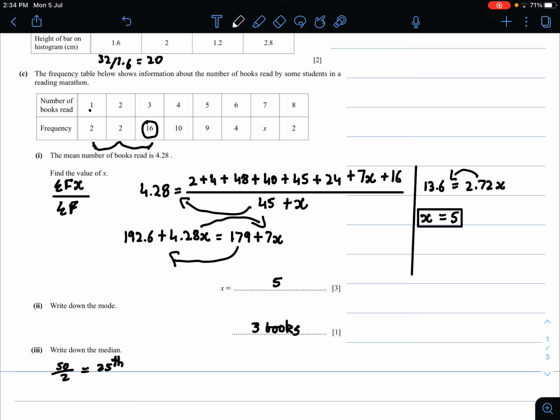So 2 plus 2 would be 4, 4 plus 16 would be 20, and 20 plus 10 would be 30. Now 30 is more than 25, therefore we know that the median lies in that particular x value, and therefore your final answer for part C3 is going to be equal to 4 books.